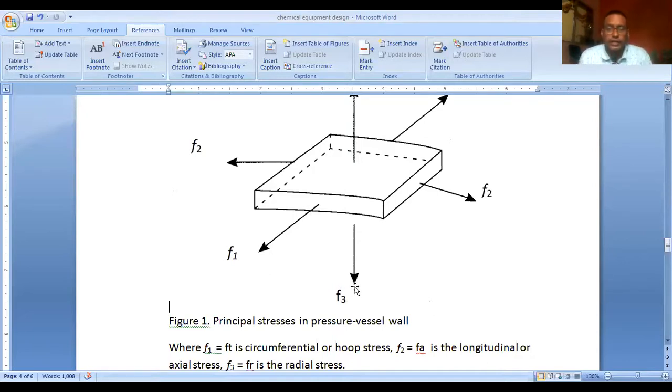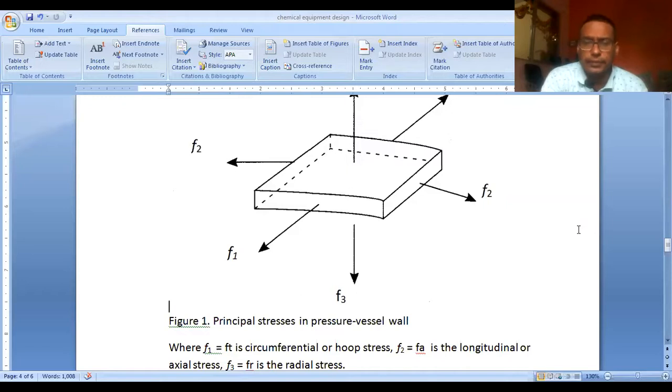However, in case of thin wall vessels, the radial stresses are neglected. However, the circumferential stresses and the longitudinal stresses are of importance.